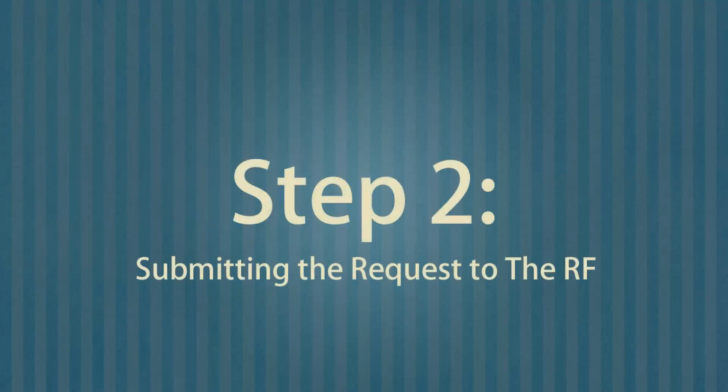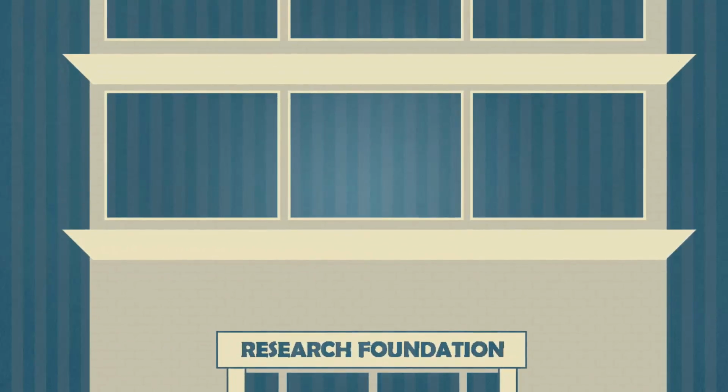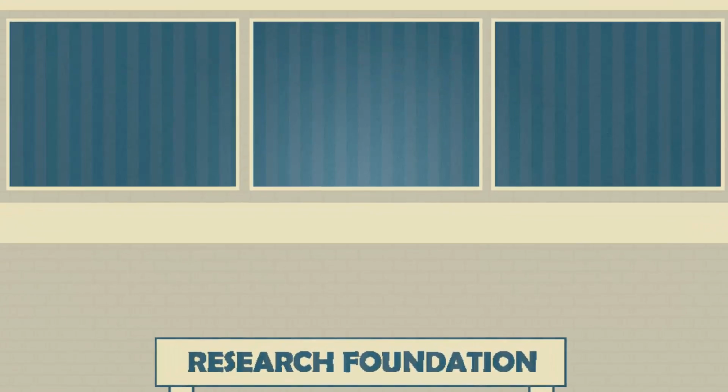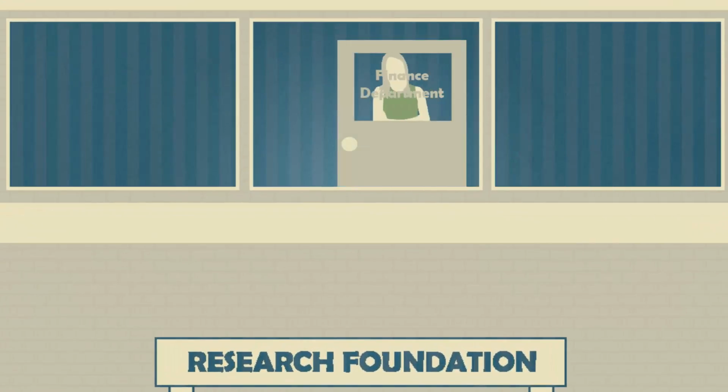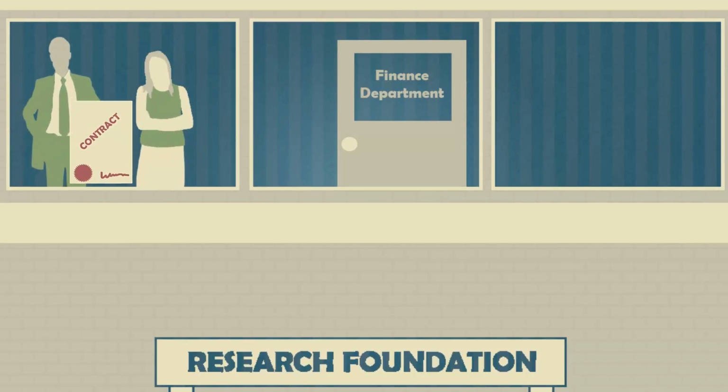The submission of a request to the RF. A few things could happen now. For starters, if your project is forward funded, your contracts will have to go to the finance department for forward funding review. After they have been authorized, they are moved on to two different departments.